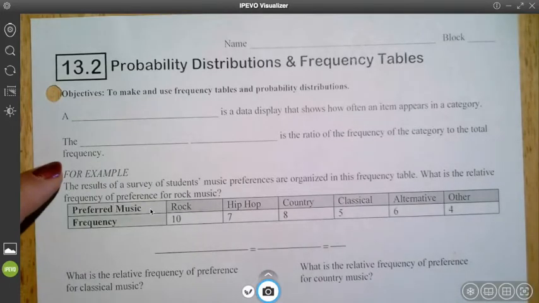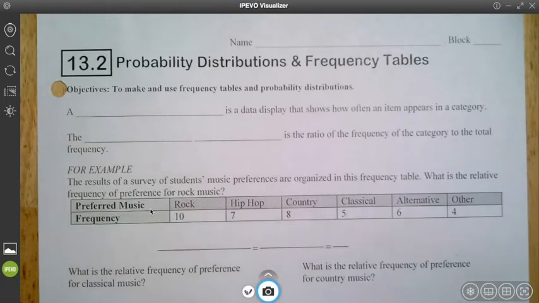All right, 13.2. So we're going to keep going. We're doing 3 sections today. So our objective for this section is to make use of a frequency table and probability distribution. So first we have to know what the heck are a frequency table and probability distributions. So we're going to start with a frequency table.